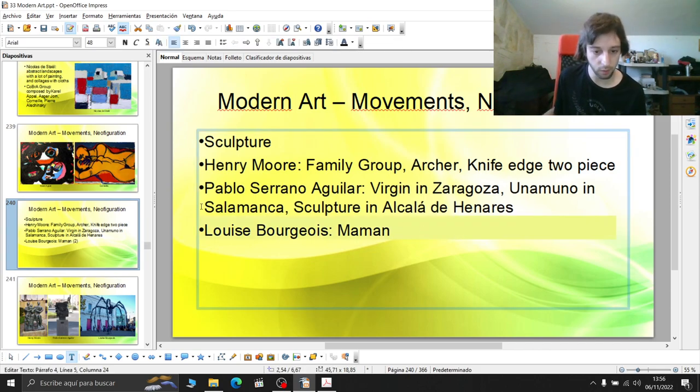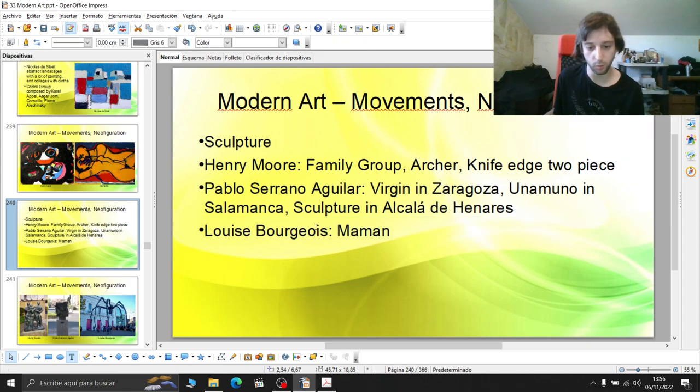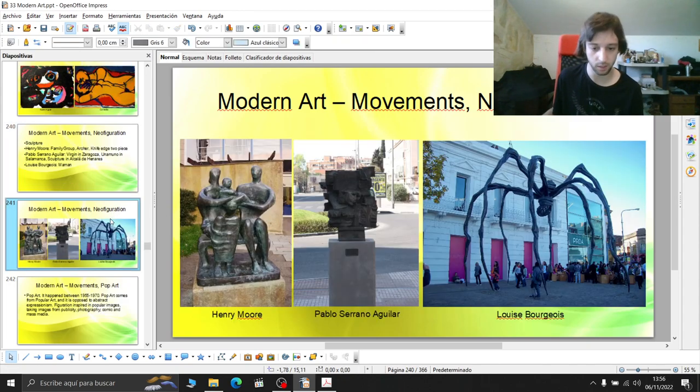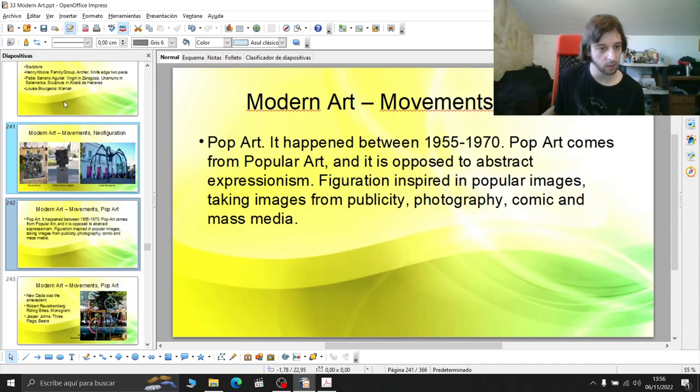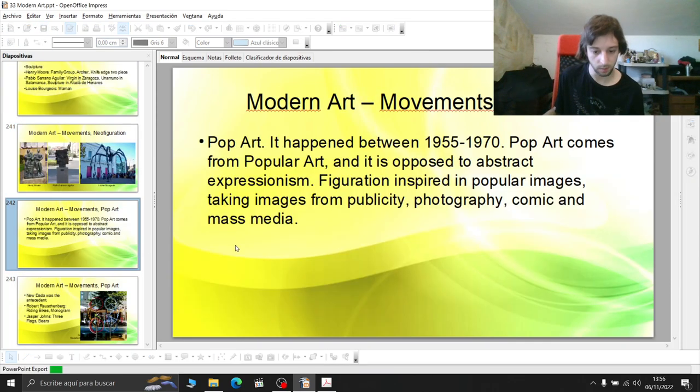Henry Moore, Pablo Serrano Aguilar, and Louise Bourgeois with Maman. Maman is the big spider, you will see it here. Okay, I show pictures before continuing.